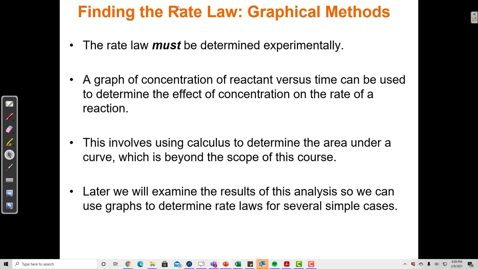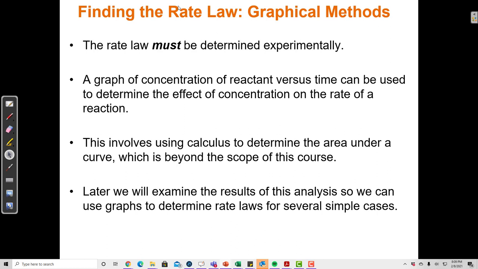A graph of concentration of reactant versus time can be used to determine the effect of concentration on the rate of a reaction. So since a rate law must be determined experimentally, that means that I must have experimental data to look at when I'm trying to write a rate law.